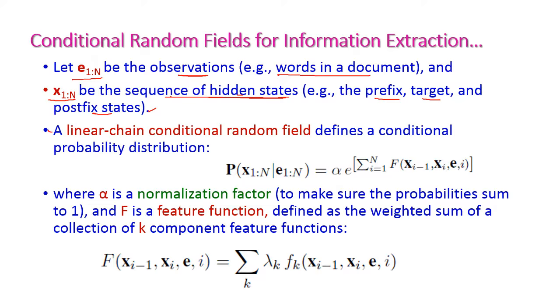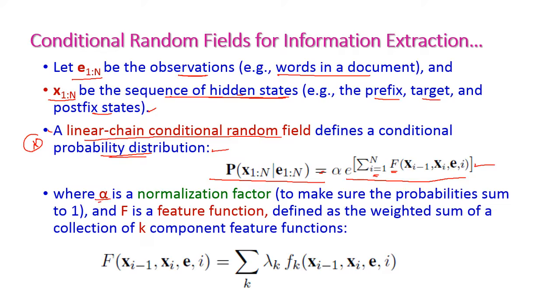Here the linear chain conditional random field defines the conditional probability distribution, that is, the probability of x1 to n given e1 to n, which is equal to alpha times e to the power of the summation of i equal to 1 to n of capital F of x i minus 1, x i, e i. So, this is the conditional probability distribution.